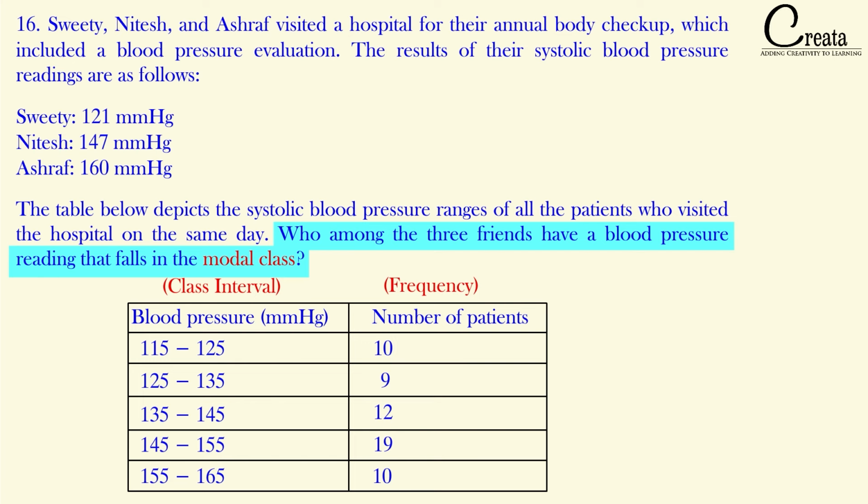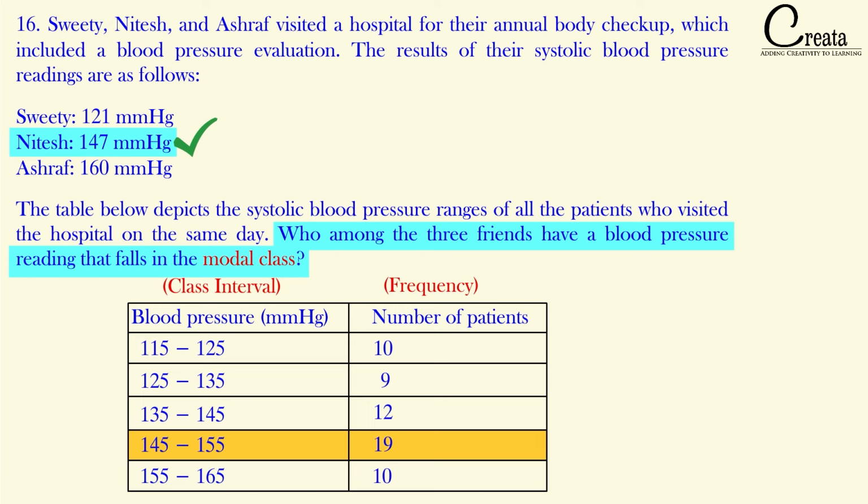So how do we proceed with the questions of the modal class? We just go for the higher frequency. Here if you refer to the frequency portion, the number of patients, 19 is the highest frequency, and against this frequency the class interval, or the blood pressure range, is 145 to 155. And among the three friends, which friend is having the blood pressure in this range? Only Nitesh is having the blood pressure in the range of 145 to 155, that is 147. So the answer is Nitesh. Got it? Very simple question. So we have done with this question.